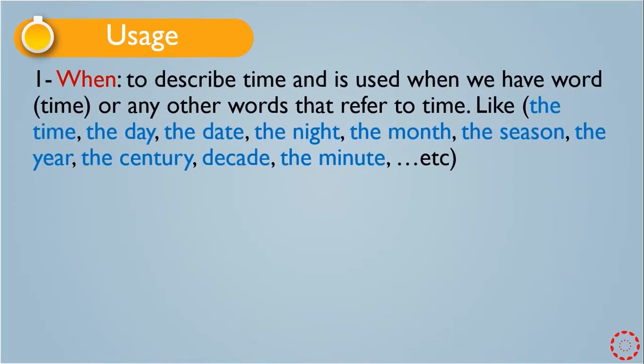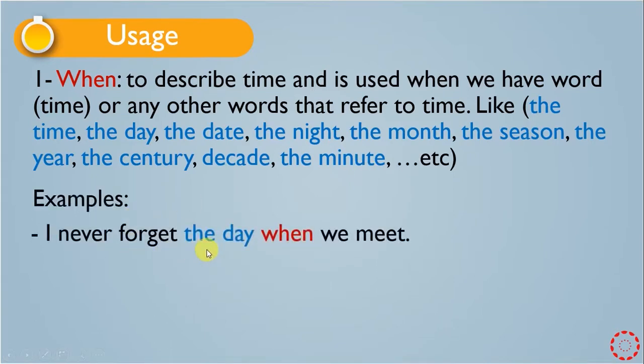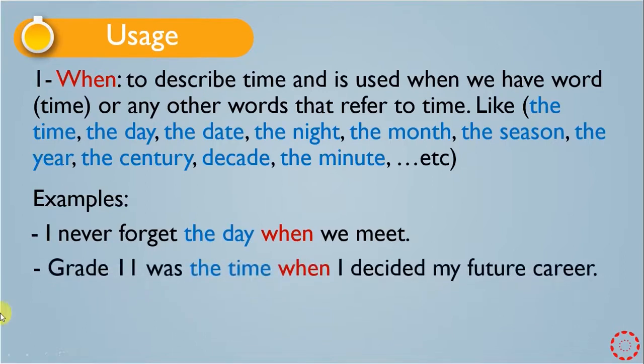We use when to describe time, and it is used when we have the word time or any other words that refer to time, like the time, the day, the date, the night, the month, the season, the year, the century, decade, and the minute, etc. Look at these examples. I never forget the day. We have the day here. That's why we say when. We use a relative pronoun when we meet. Grade 11 was the time when I decided my future career.